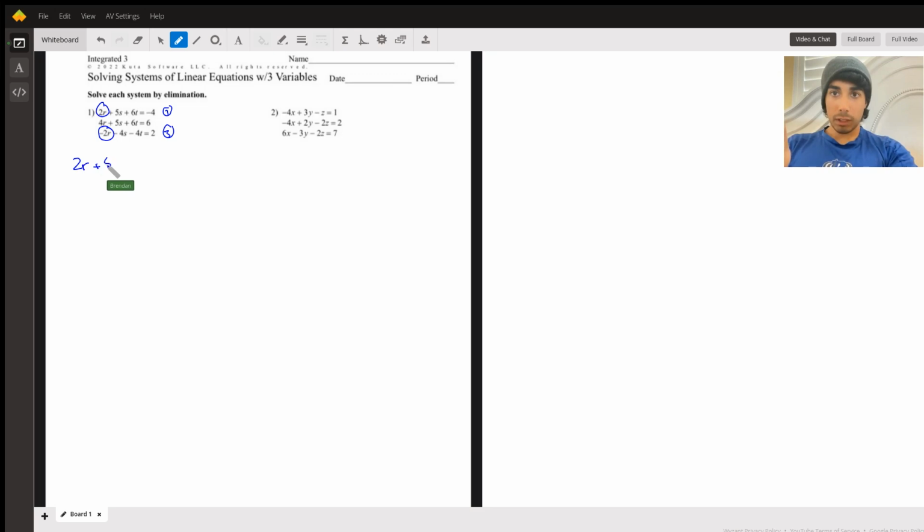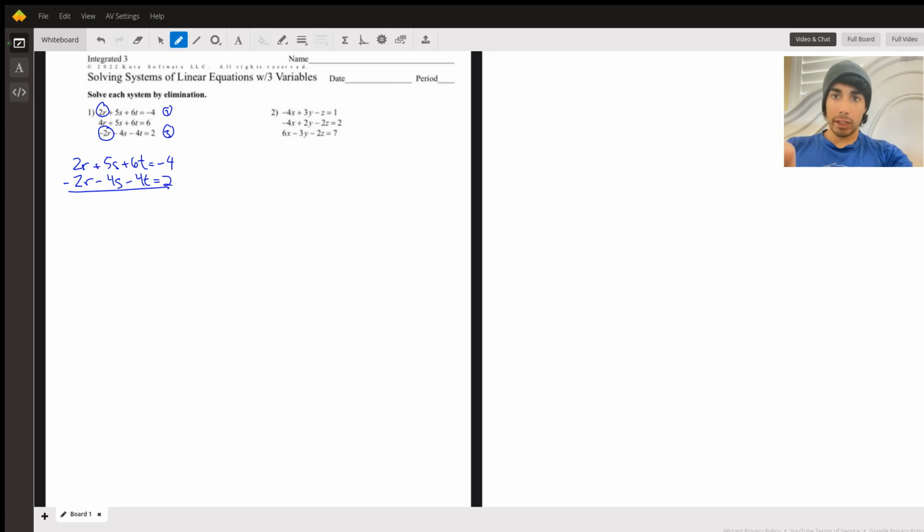So we got 2r plus 5s plus 6t equals -4, and then I'm going to copy equation 3, -2r minus 4s minus 4t equals 2. And since we've got those opposites, a +2 and a -2 as our coefficients of r, we can just go ahead, add those equations together, and it's going to eliminate that r variable.